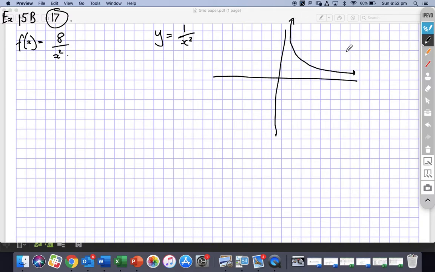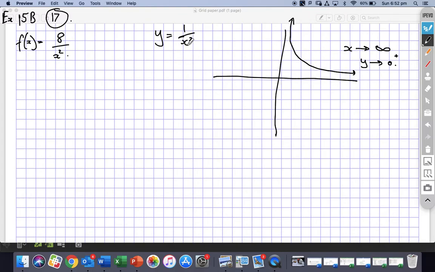And as your x's get bigger and bigger, you've got 1 divided by a bigger and bigger number. Your y's are going to get smaller and smaller over here. So they're approaching 0, but from above.